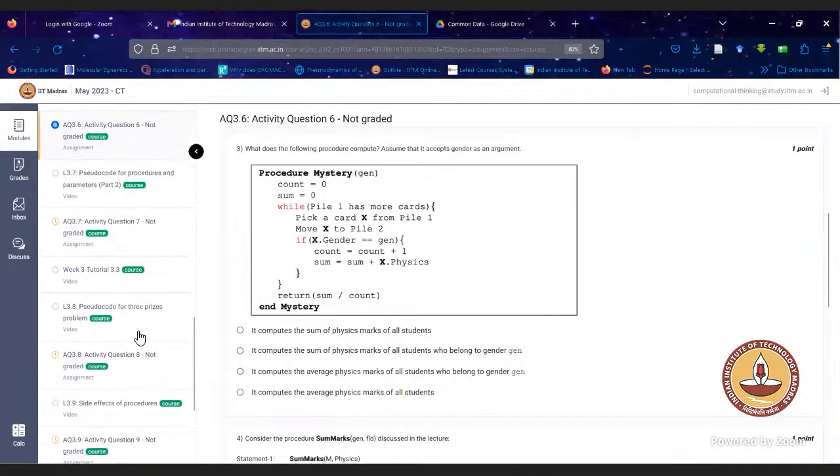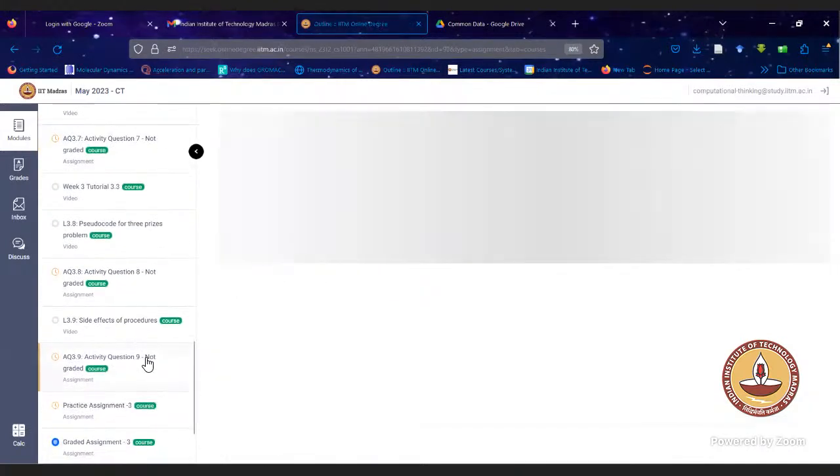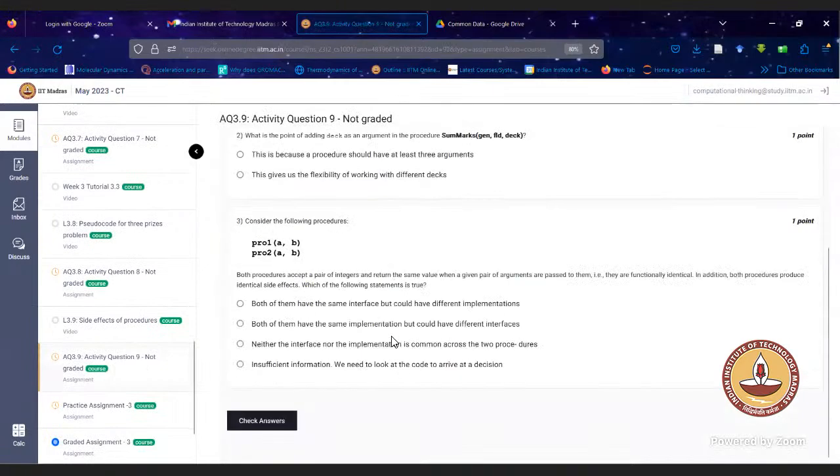Okay. What was that? 3.9, right? 3.9, last question, question number 3. Consider the following procedures, procedure 1 and procedure 2. Both procedures accept a pair of integers and return the same value when a given pair of arguments are passed to them. That is, they are functionally identical. In addition, both procedures produce identical side effects. Which of the following statements are true?